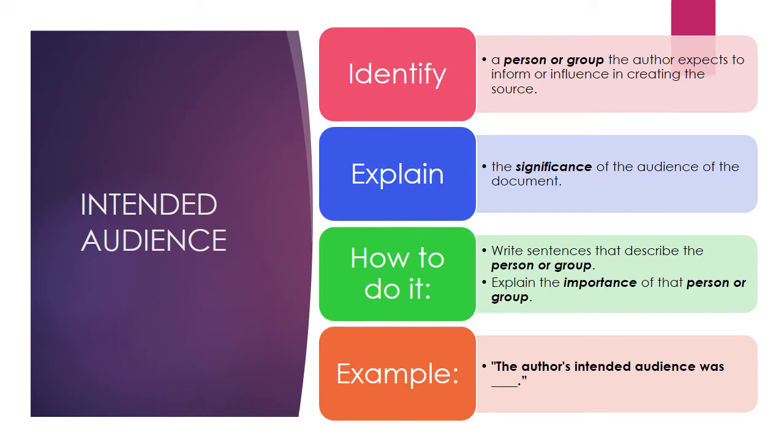The I stands for intended audience. The first thing you need to do is identify a person or group that the author expects to inform or influence in creating the source. Then you must explain the significance of the audience of the document. So write a few sentences that describe the person or group that's supposed to read the document, and then explain the importance of that person or group.